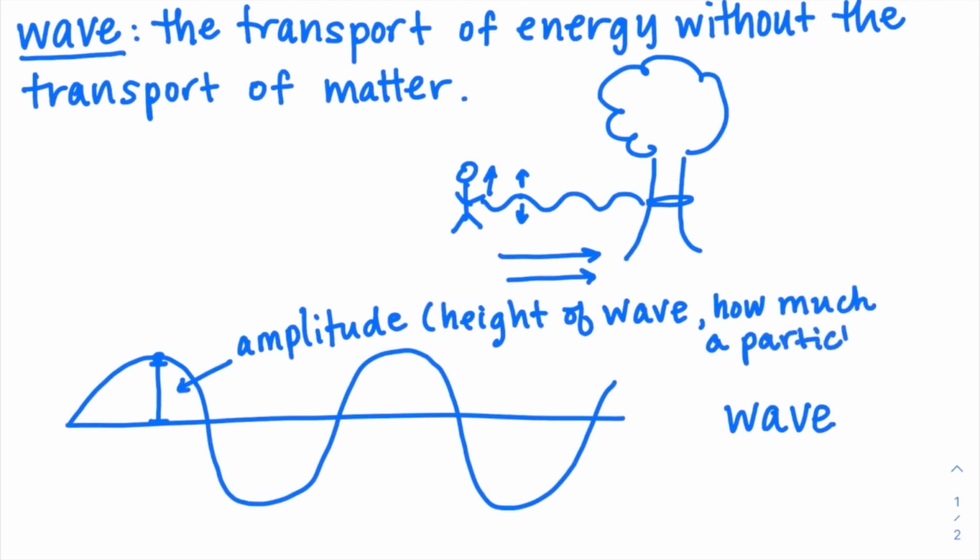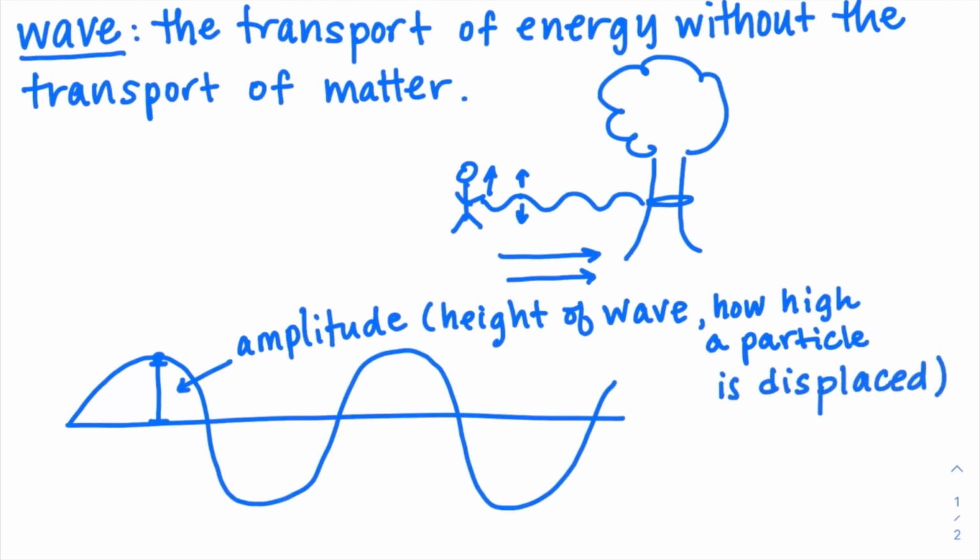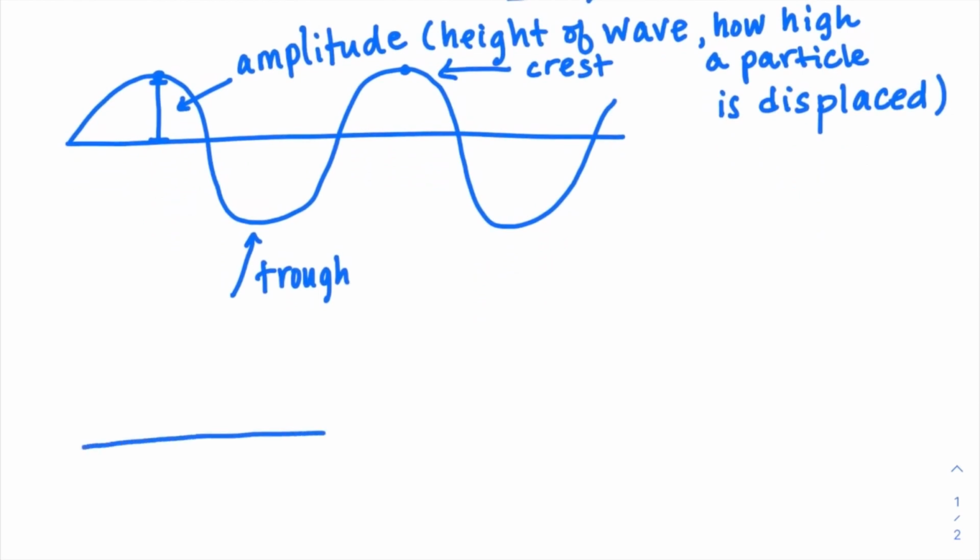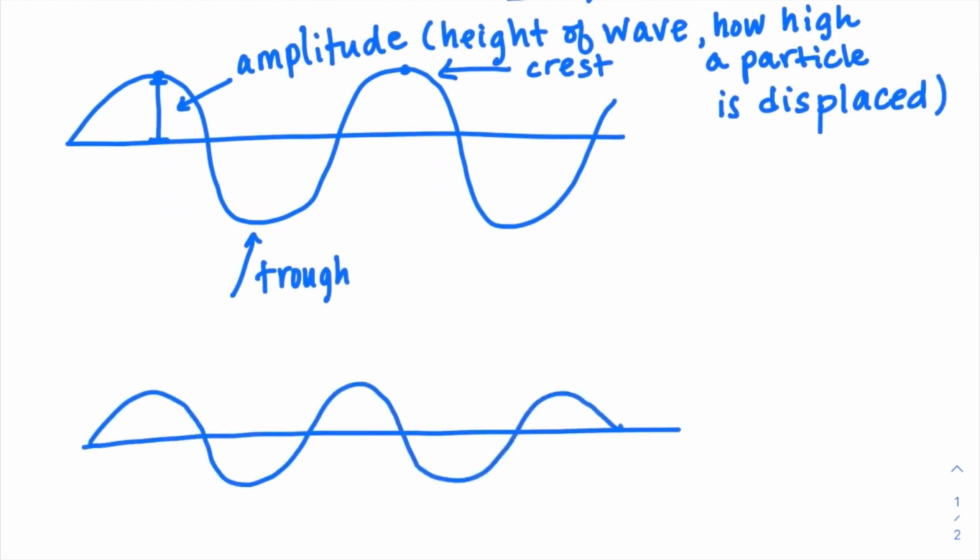In the ocean, big amplitude waves, surfers like to go out and surf down those large amplitude waves. If this was a sound wave, the amplitude would represent how loud that wave is. In our particular case with a string, that is how high a particle is displaced, or how high the string is displaced at any point. The amplitude is measured from the center line up to the crest, which is the top of the wave, or down to a trough, which is the bottom of a wave. Notice, though, that the amplitude is only halfway between the crest and the trough.